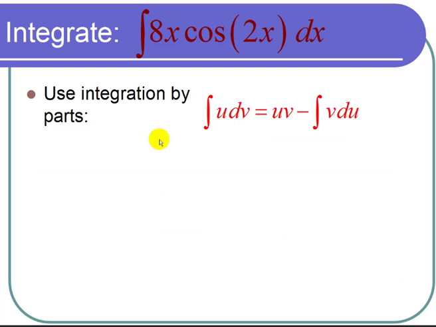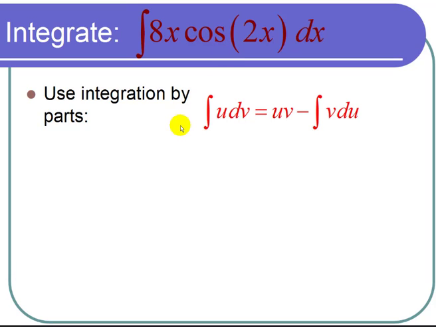Integration by parts states that if we have an integral of u times dv, then that's equal to u times v minus the integral of v times du. And when we have a polynomial times a trig function, we'll use integration by parts.